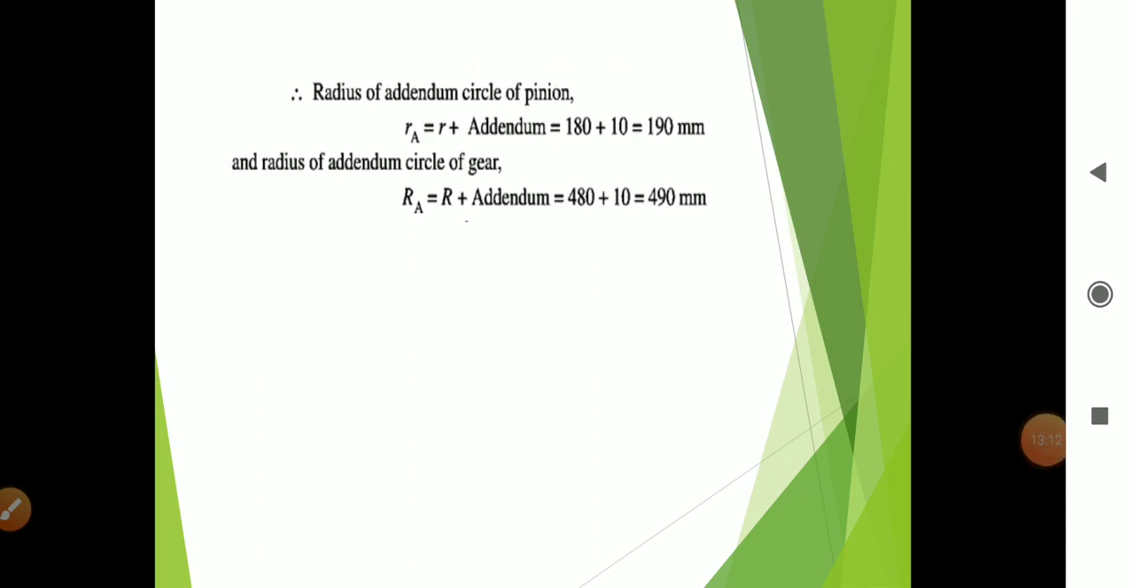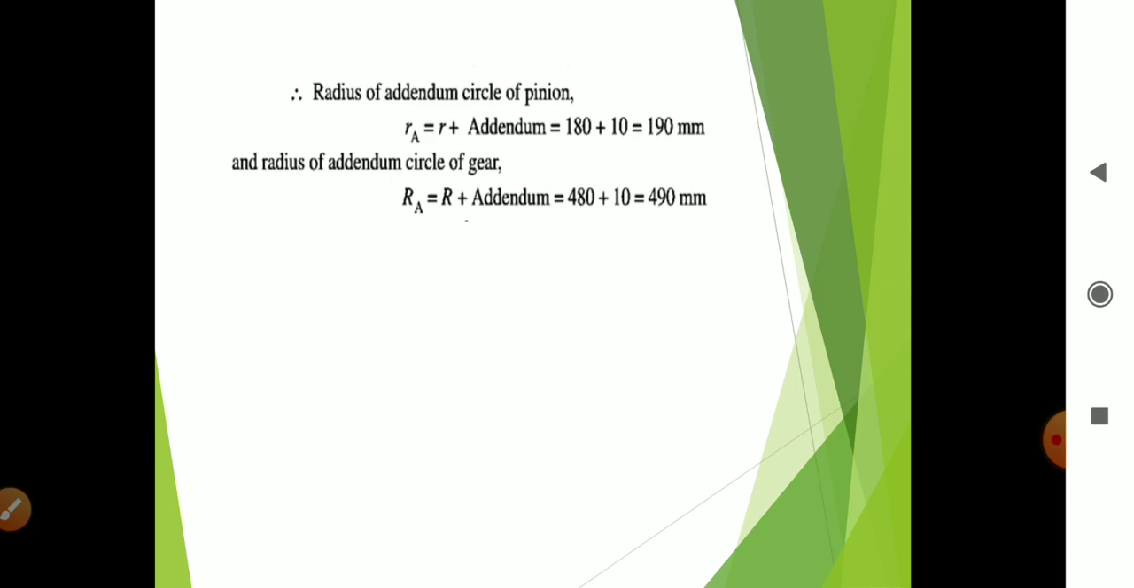Now, radius of addendum circle of pinion. We know that small ra is equal to r plus addendum. In the earlier step we already found the small r, so put that value here. In the problem the addendum is given as 10. So small ra is equal to 180 plus 10, which is 190. This is small ra.